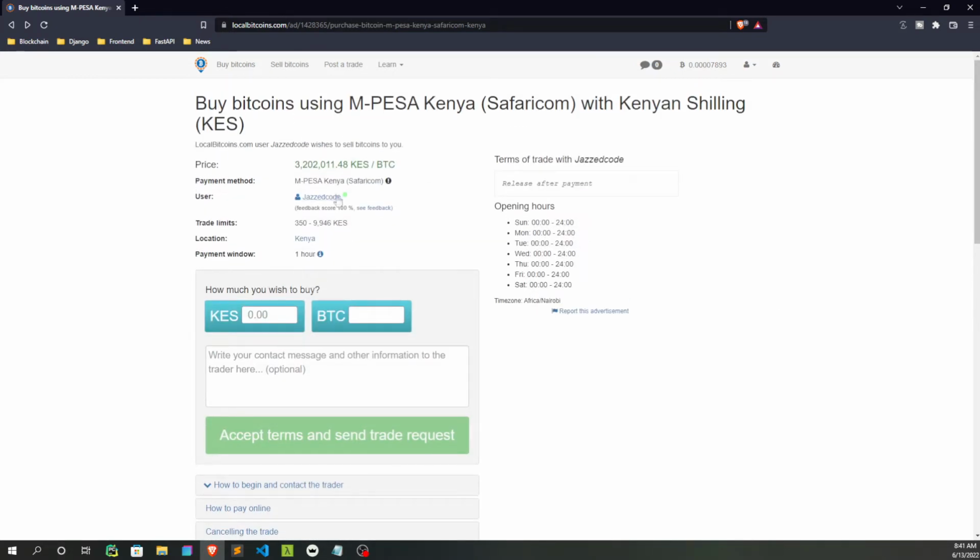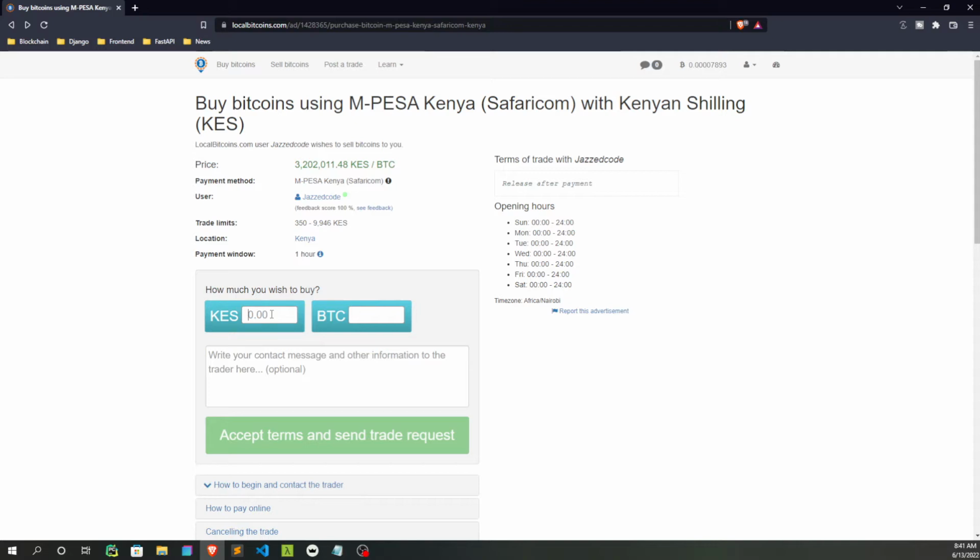Now come and look again. This is the price you're buying. You're buying 1 Bitcoin at 3.2 million. They are selling from 350 to 9946. You have 1 hour to complete the payment.